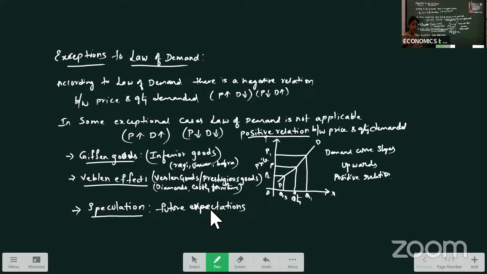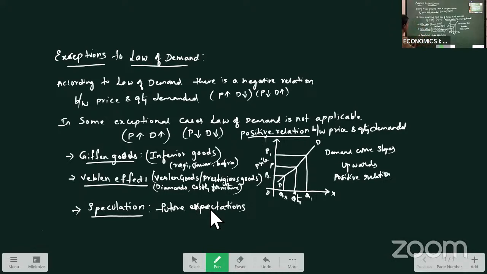Or if we expect that in future the price may decrease. For example, in case of gold, this will happen mostly. Some news will come that in future gold prices are going to decrease. So what will we do? We will wait for the future price, right? We don't buy now. Though the price is low now, we don't buy because we expect that in future the price may decrease more. So now, though the price is low, demand is also low because of future expectations. In that concept also, the law of demand is not applicable.